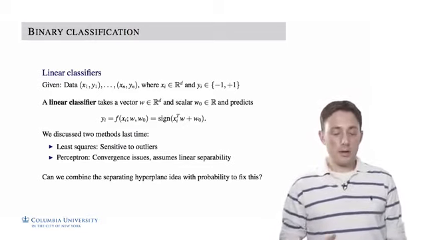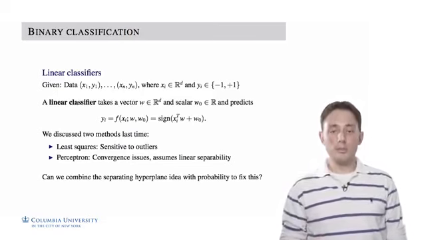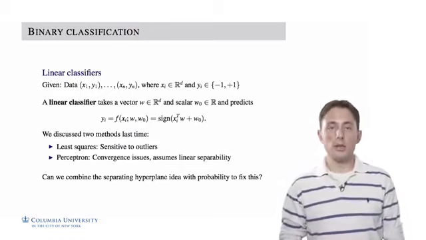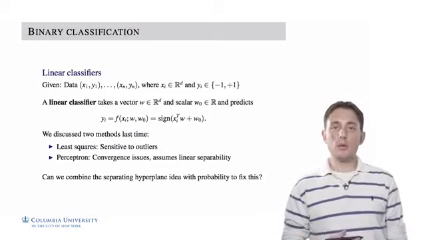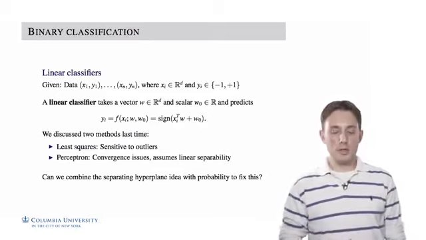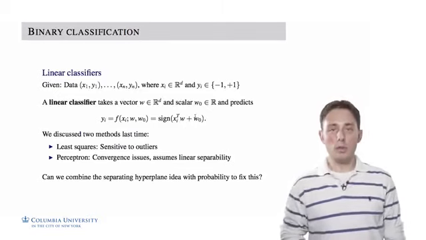A linear classifier, as we've discussed last time, takes a vector w in Rd, as well as a scalar w0 in R, and it predicts the label associated with a particular observation to be the sign of the dot product between the covariate vector xi and w plus this bias term w0.